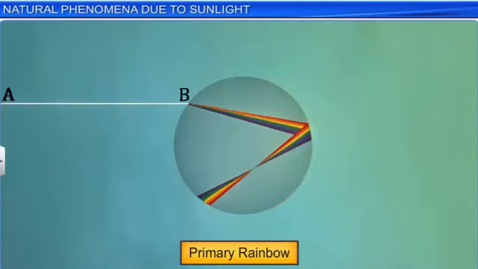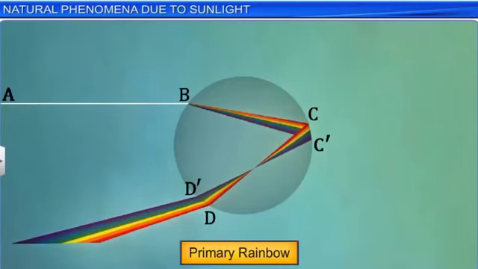The light is again refracted when it exits out of the drop of water. It is observed that the emerging violet and red colored light makes an angle of 40 and 42 degrees respectively with respect to the incoming sunlight.